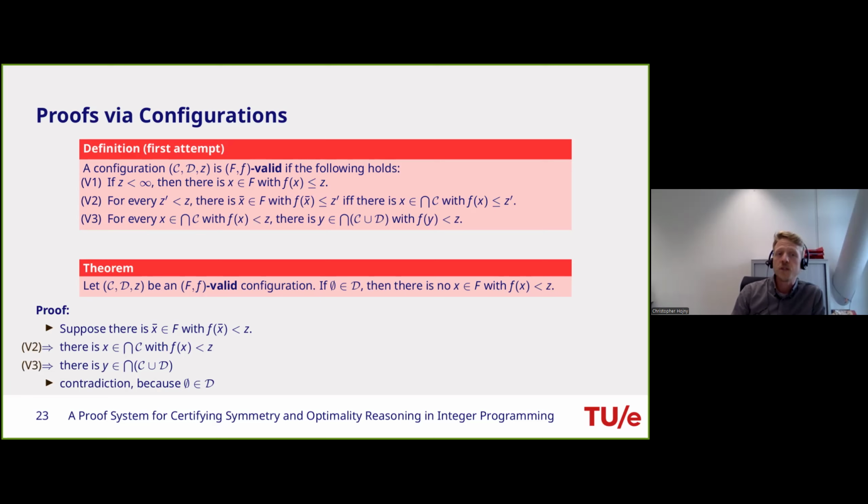Then the property V2 tells me that there must also exist a vector X that satisfies all the core constraints and improves the objective. And by V3, I also know that there must exist a vector Y that improves upon the objective and that satisfies both the core and the derived constraints. But this is not possible because the empty set is within the set of derived constraints, so such a vector Y cannot exist. So for this reason, if I have an FF valid configuration and I can prove that the empty set is contained in the set of derived constraints, then I also know there is no solution with a better objective value than Z.